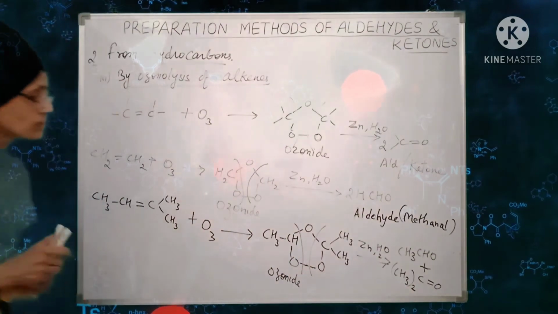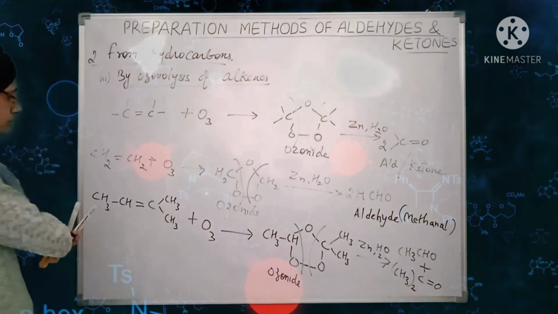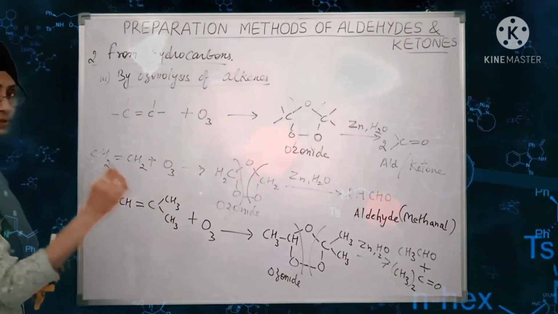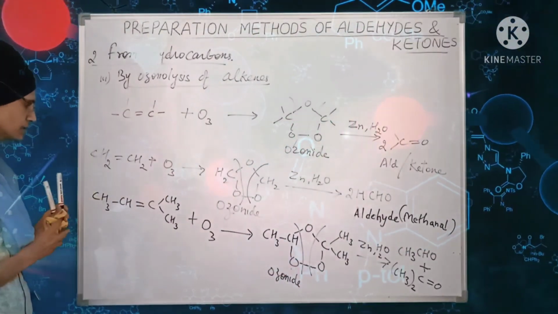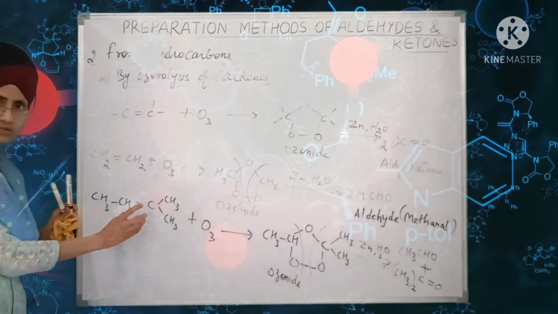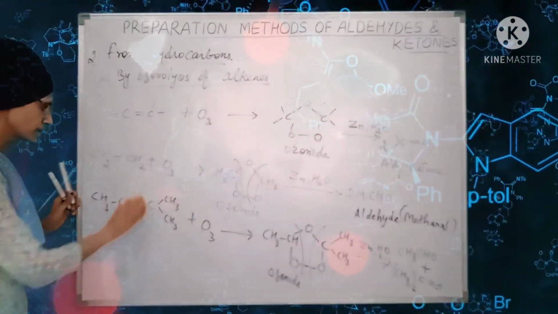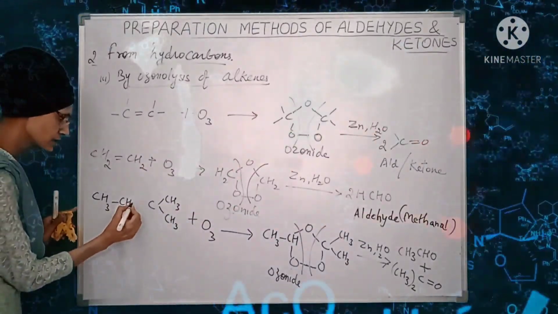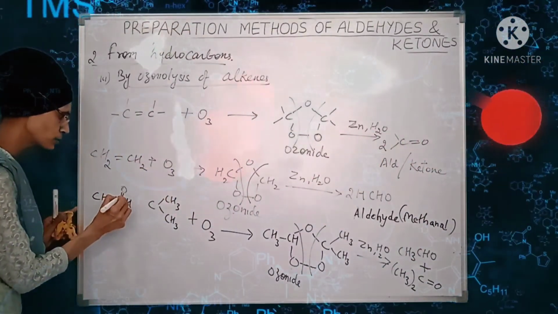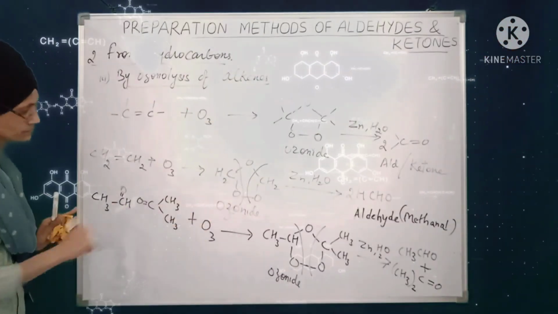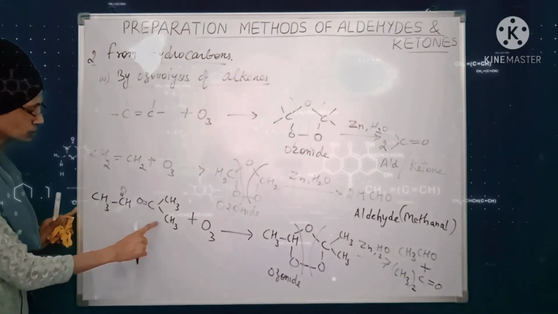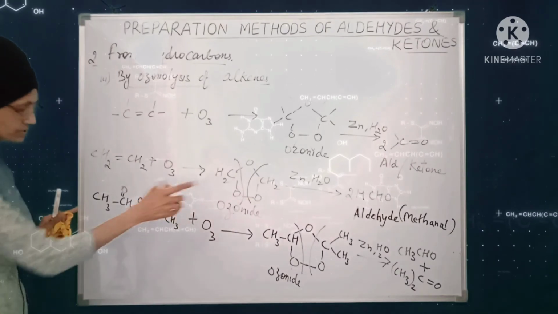So the simple method to know which type of product we will get from the starting alkene is this: at the place where there was a double bond, just break it like this and change it into a carbonyl compound, double bond O here, double bond O here. So these will be the final products, you can see. One is a ketone, the other is an aldehyde.